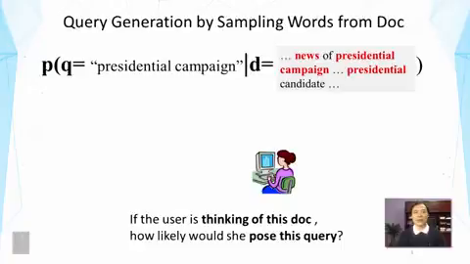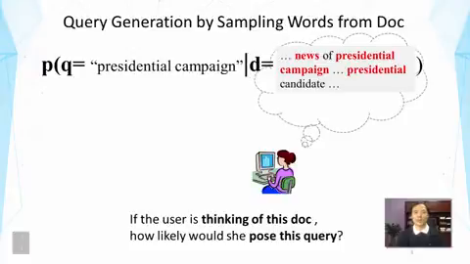In the query likelihood retrieval model, our idea is to model how likely a user who likes a document would pose a particular query. So in this case, you can imagine if a user likes this particular document about the presidential campaign news, then we can assume the user would use this document as a basis to pose a query to try to retrieve this document.